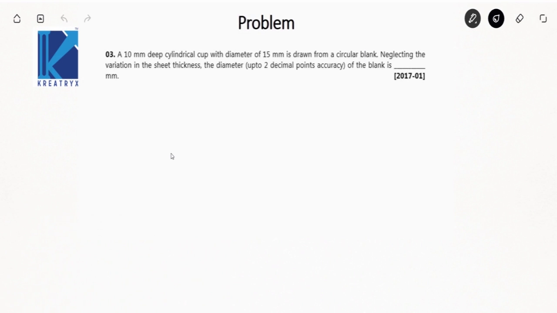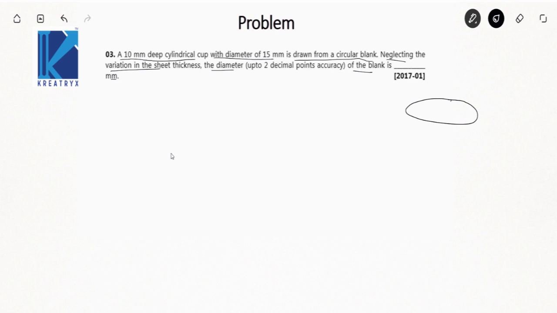In this question they have mentioned a 10 mm deep cylindrical cup with a diameter of 15 mm is drawn from a circular blank. Neglecting the variation in the sheet thickness, the diameter of the blank is. We know the formula, but I am trying to solve it without using that formula and see how we got to that formula.